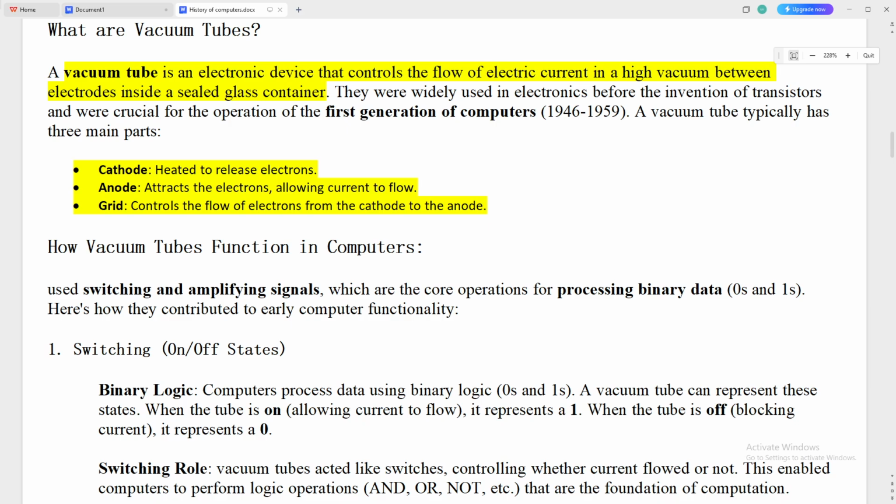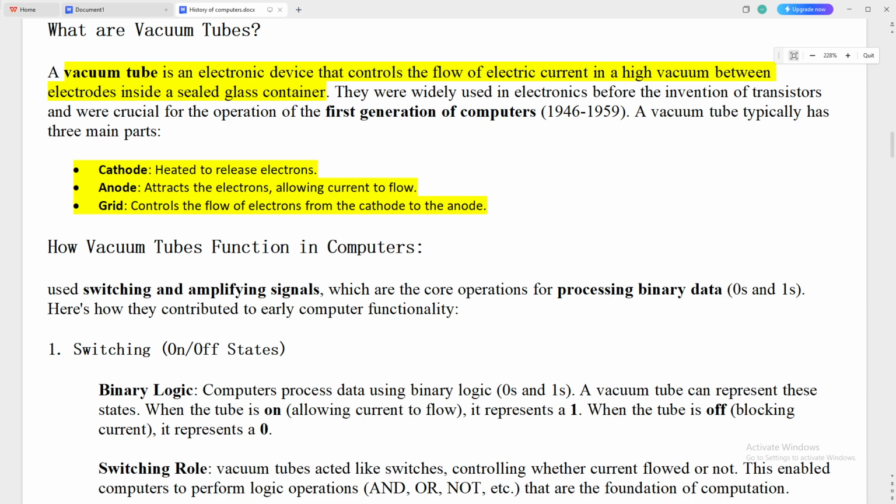A vacuum tube is an electronic device that controls the flow of electric current in a high vacuum between electrodes inside a sealed glass container. I repeat, a vacuum tube is an electronic device that controls the flow of electric current in a high vacuum between electrodes inside a sealed glass container.